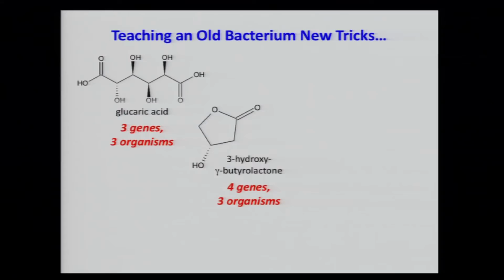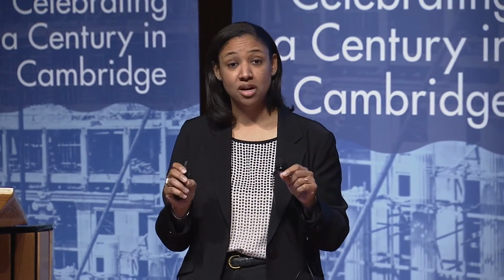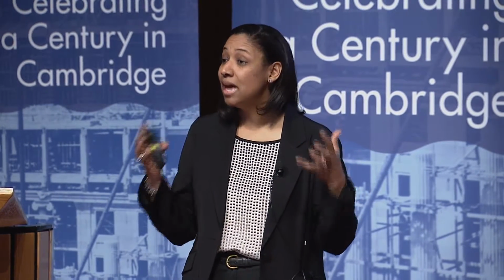We've also been able to use these same principles to make this compound called 3-hydroxy-gamma-butyrolactone and a family of related structural compounds, now taking 4 genes from 3 different organisms. And what made this different was that this was a molecule that we couldn't find in nature when we started this work. That means we had to ask those enzymes to do their chemistry on molecules that they had never seen before. And fortunately for us, biology allows us that flexibility in order to make this happen.